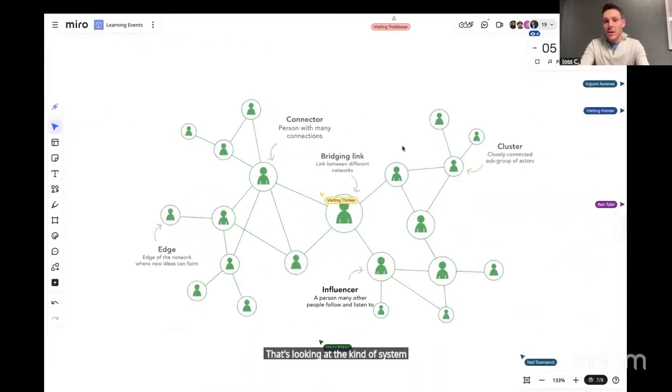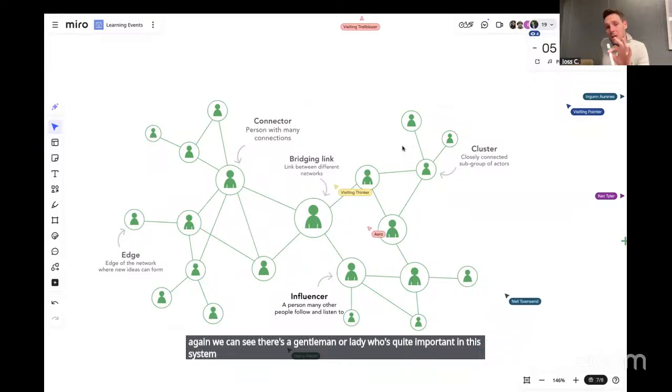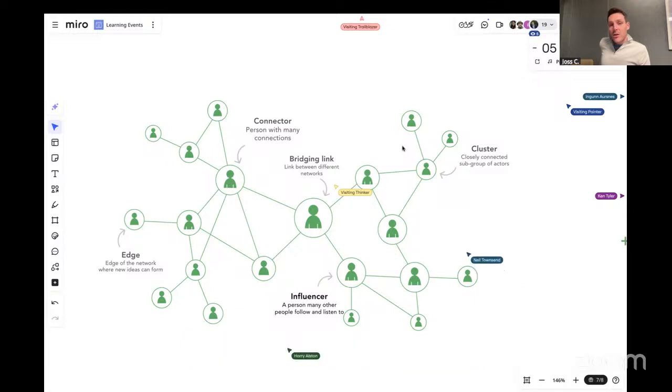This is the network analysis again. We can see there's a gentleman or lady who's quite important in this system. And if we don't look at it in this way, then we might not know who that person is if we don't look at it as a network.